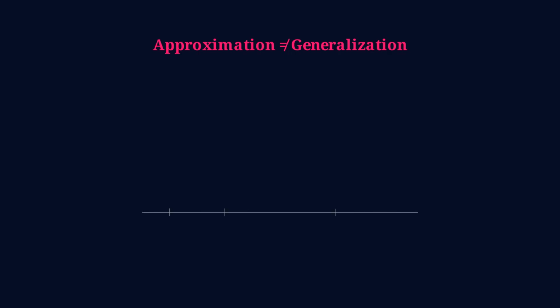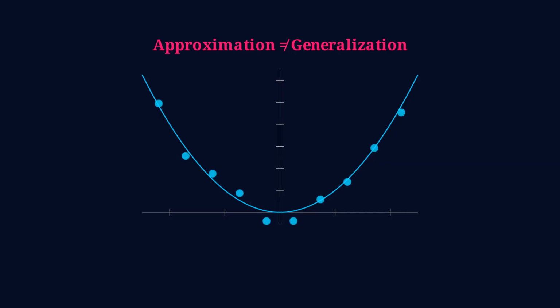Here's a dataset, 10 noisy points sampled from a parabola. A very wide network can fit all 10 points perfectly. 0 training error. Perfect approximation of the training data. But look at the learned function. It's wiggly. It passes through every noisy point, including the noise. On new test points from the true parabola, the error is high. The network memorized the training data but didn't learn the underlying pattern.